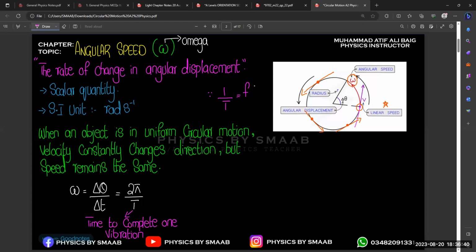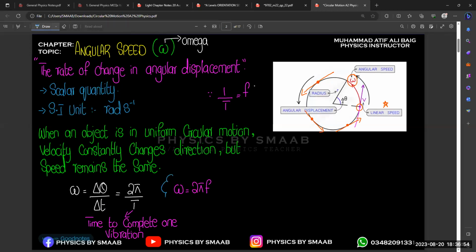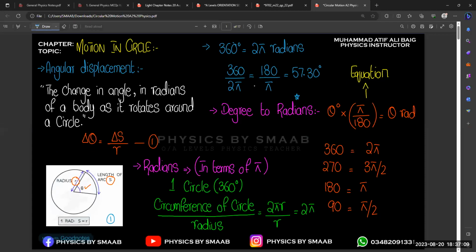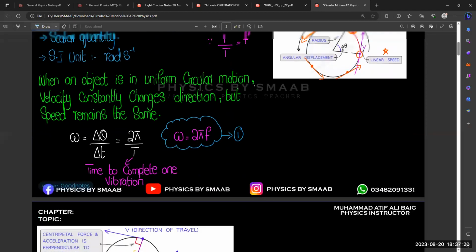So in simple words, we can say that omega will be equal to 2 pi f, right? Yes. Because we replace 1 over T with f. So this is the first equation for angular speed, right? And one equation that we discussed in angular displacement is delta theta equals delta s over r. And the second equation, that is the first one for angular speed, is omega equals 2 pi f.